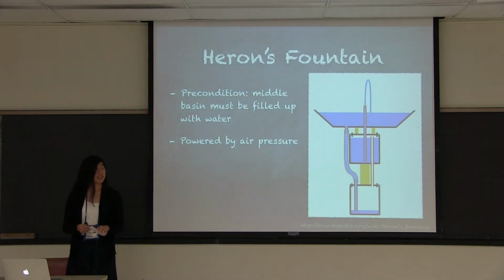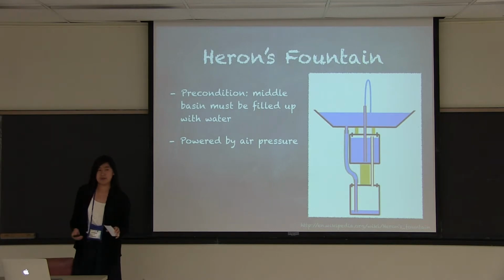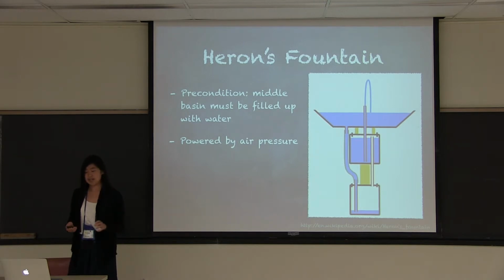So the next thing he did was Heron's Fountain. How this one worked is it was all powered by air pressure, so the connections between each of the three basins would have to be airtight. The precondition for this one is that the middle basin would have to be filled up completely with water. How you would get it to work is you would pour water into the top basin, and it would flow into the bottom one. This would cause the air from the bottom basin to flow into the middle basin, which would push the water from the middle basin into the top basin and power the fountain.